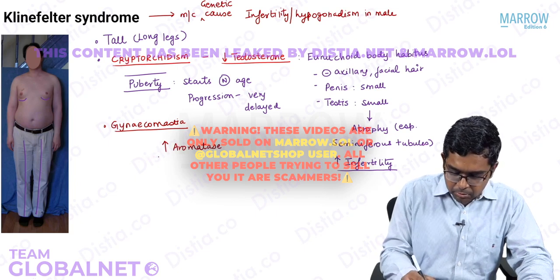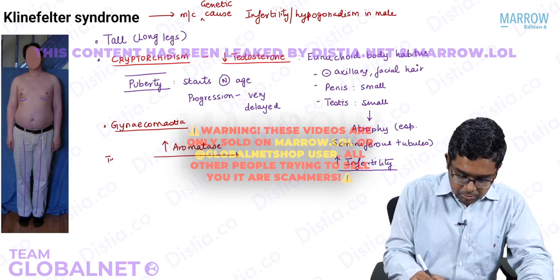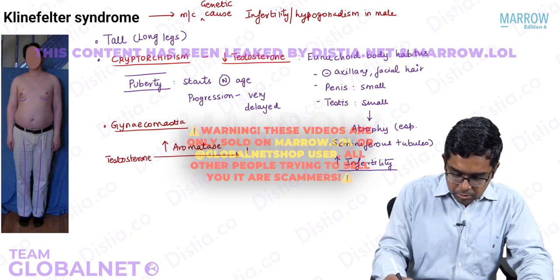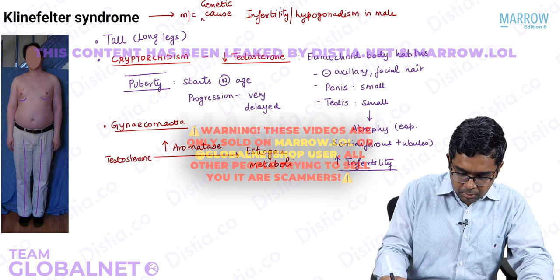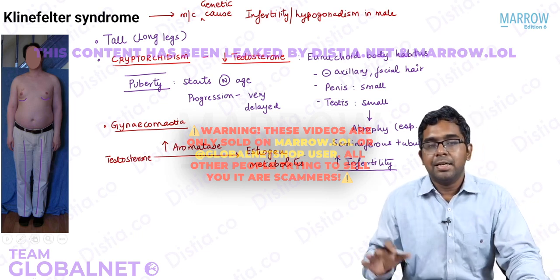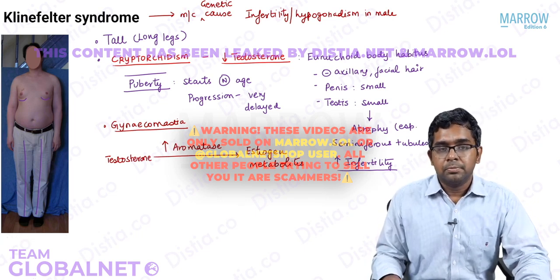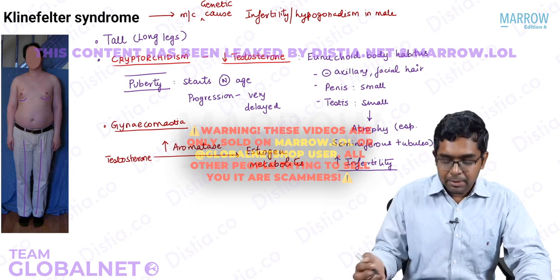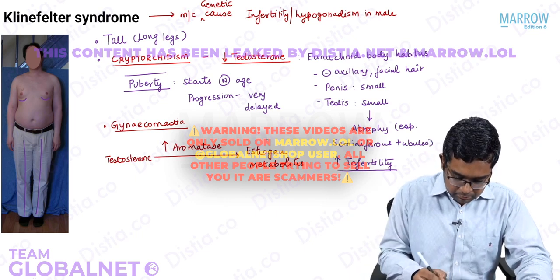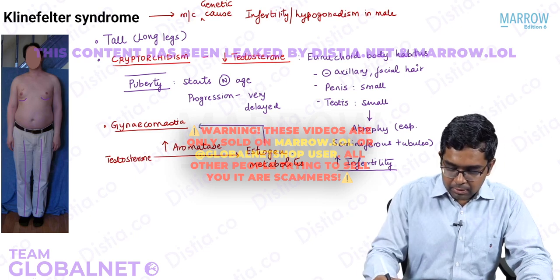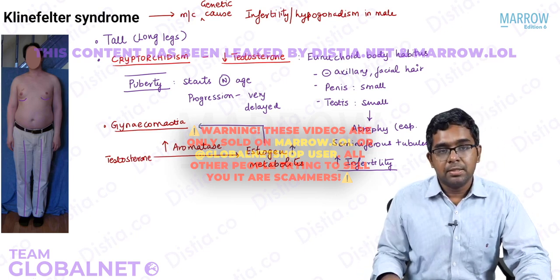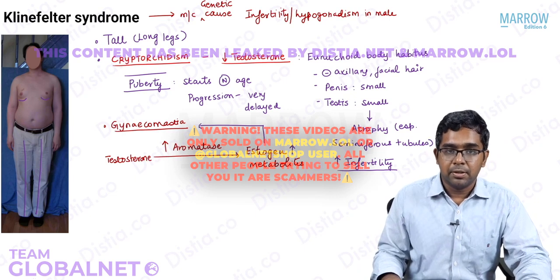What does this aromatase do? It will convert the testosterone into estrogenic metabolites. These estrogenic metabolites includes estradiol, which is going to stimulate the breast tissue and cause the development of gynecomastia. So basically it is due to increased levels of estrogen metabolites in the body of a child with Klinefelter syndrome.